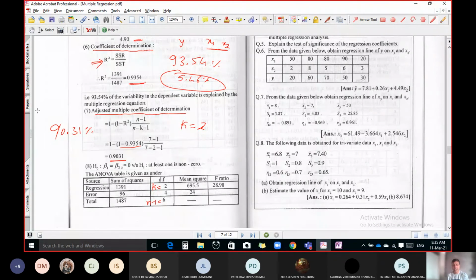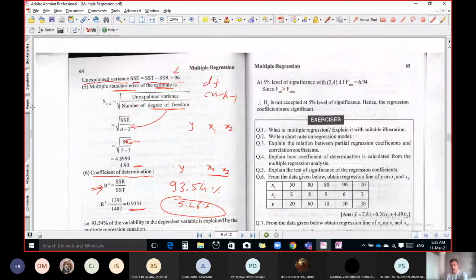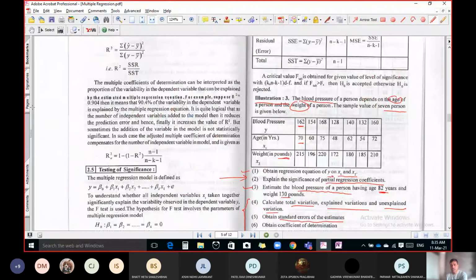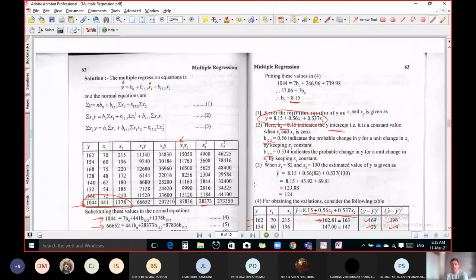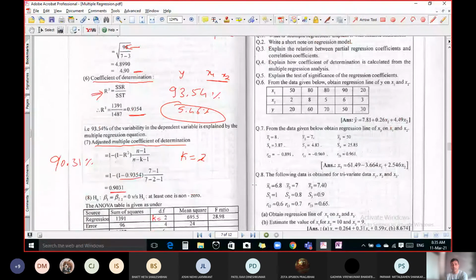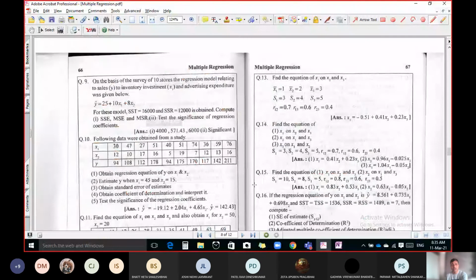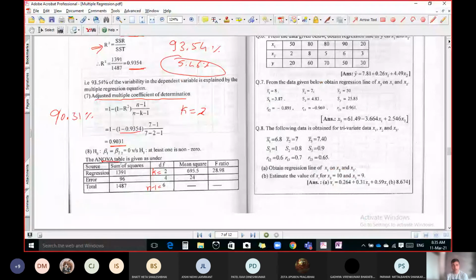And the last part of this question is testing of hypothesis for your regression coefficients, whether they are significant or not at 5% level of significance. For that you have to use the concept of ANOVA. For significance, you have to use the concept of ANOVA. You have to prepare the ANOVA table, analysis of variance table.